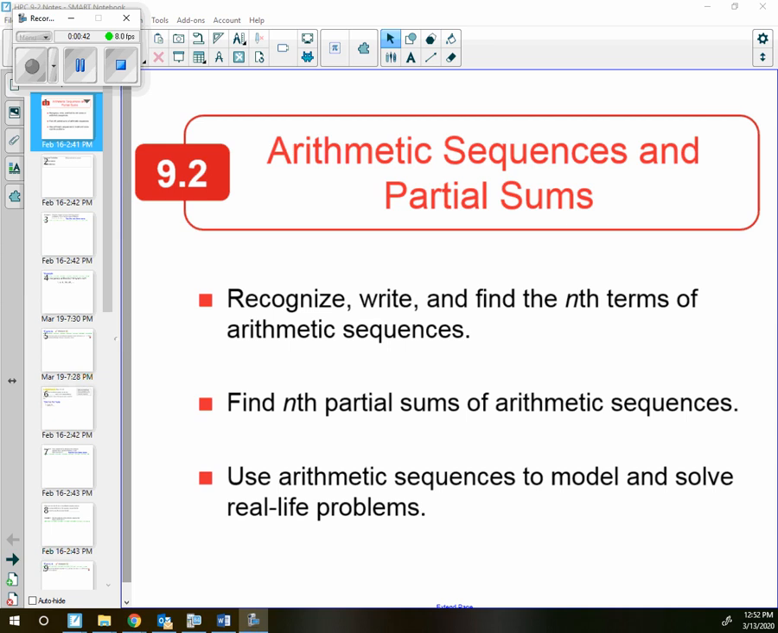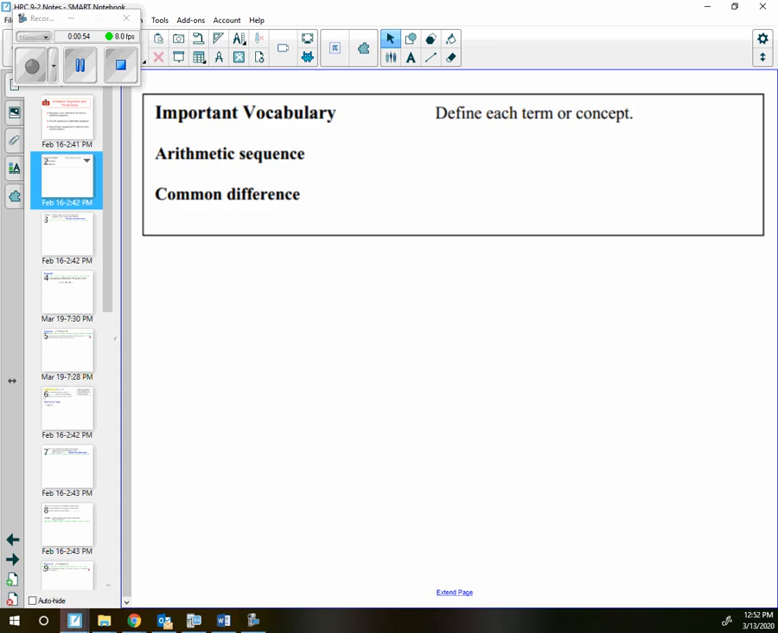Today we're going to focus on part 1, this first bullet point: how can I recognize, write, and find terms in arithmetic sequences? Then for part 2, we'll talk about the partial sums and the modeling. All right, a couple things of note. What is an arithmetic sequence?